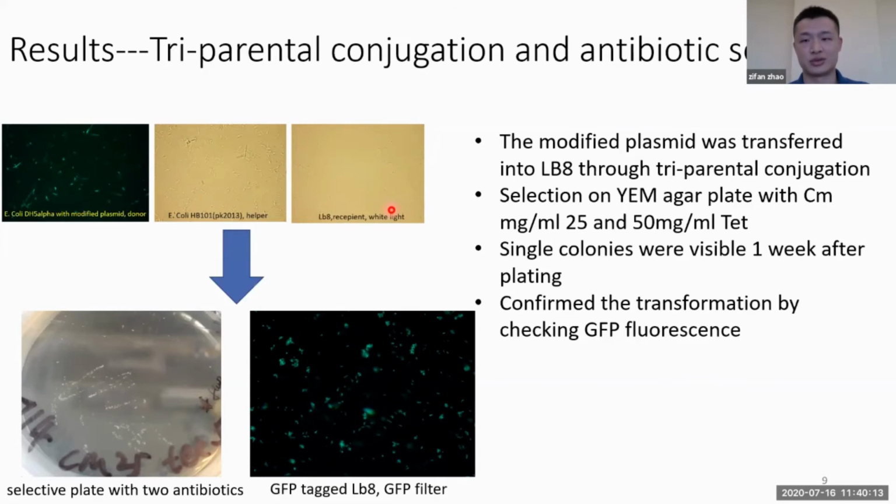After the conjugation, we put the product on the agar plate with two kinds of antibiotics, the chloramphenicol and the tetracycline. The chloramphenicol resistance is from the Lb8 itself, and the tetracycline resistance is from the plasmid. So only the Lb8 having the successful integration of the plasmid can survive under these two antibiotic pressures. From here, we can see the single colonies are visible 1 week after the plating. And here are the images showing how the GFP-tagged Lb8 looks like under the microscope.